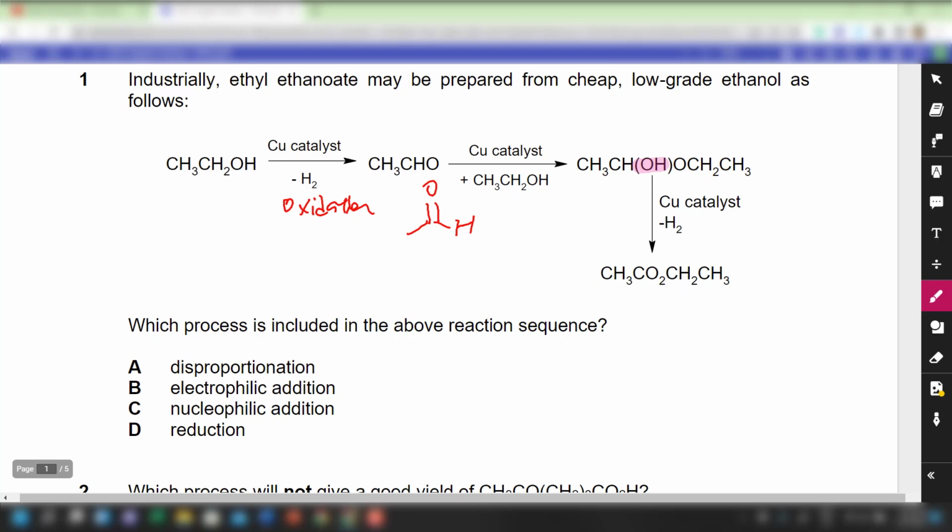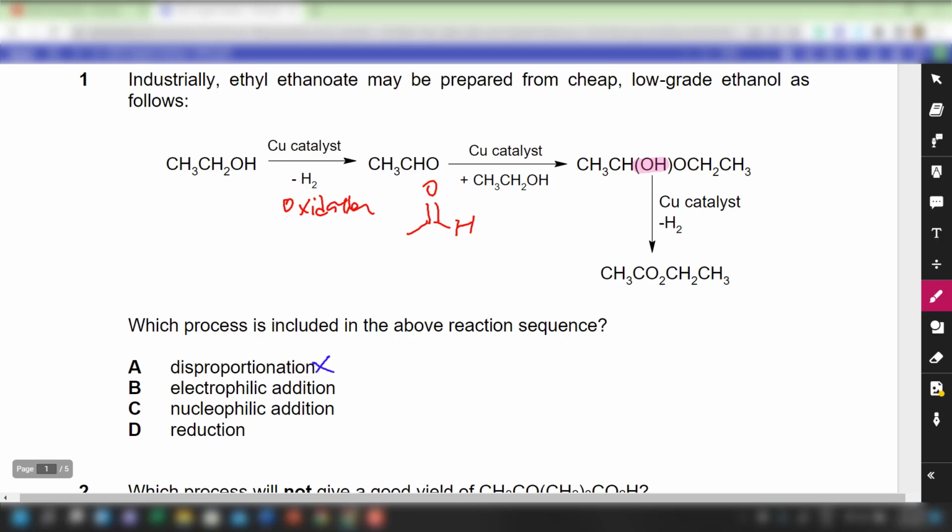The question asks, which process is included in the above sequence? For option A, it's written as disproportionation. You notice that throughout the whole series of reactions given to you here, there isn't an element which is being reduced and oxidized at the same time. If you wish to, you can quickly calculate the oxidation states, but you do not have to. So option A is incorrect.